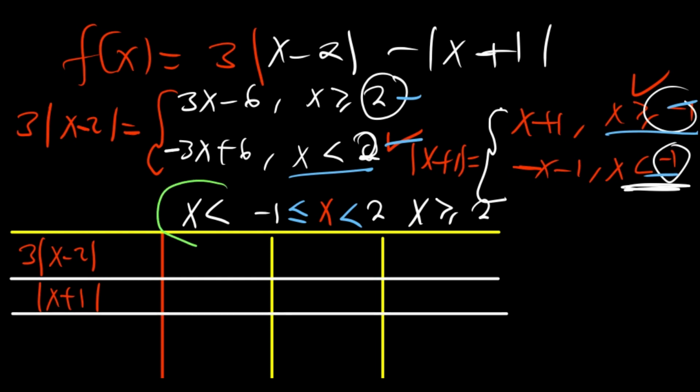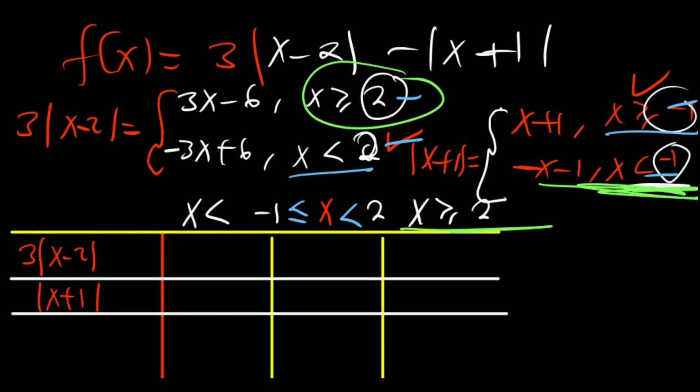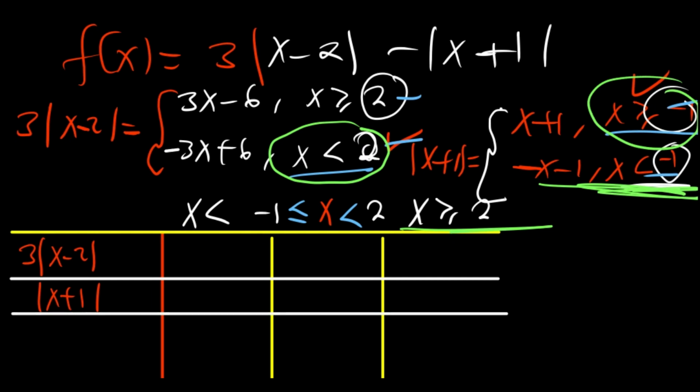We are done with this part. X is less than negative 1, which is this part. I have used that part already. I'm no longer interested now. X is greater than or equal to 2 is this one. I've used it, which is that one. I'm remaining with the part I'm highlighting here, and also that part here, which is x is greater than or equal to negative 1 and x is less than 2.